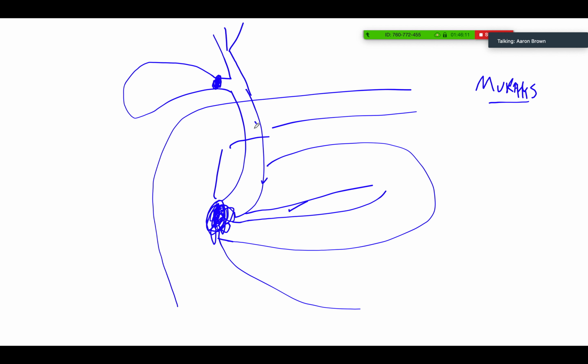A stone here gives you jaundice. Typically, the gallbladder is painless if the stone is here. And then if the stone is all the way down at the ampulla, you have jaundice as well as pancreatitis.